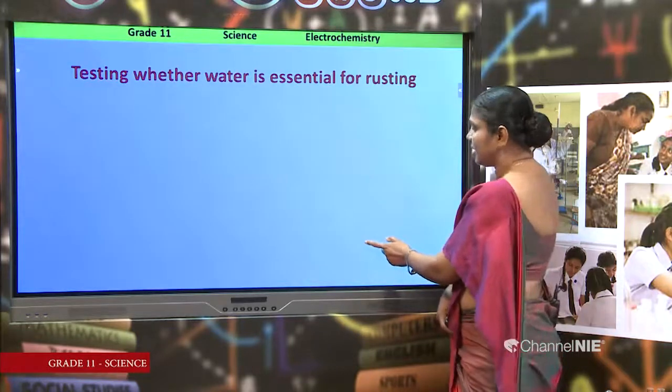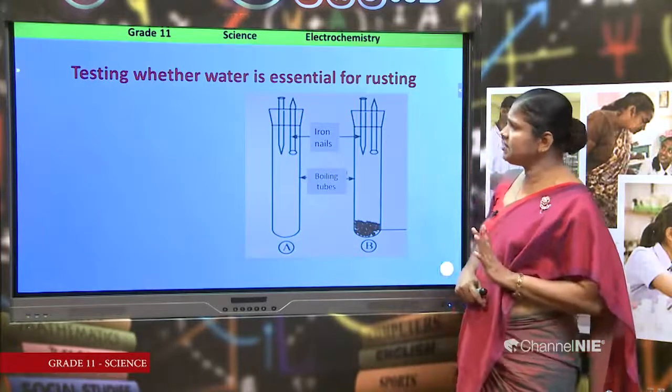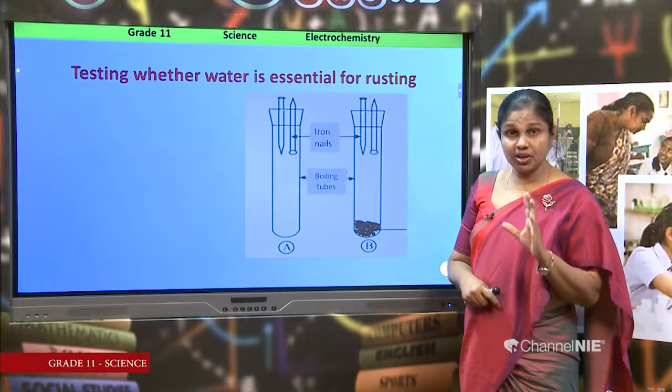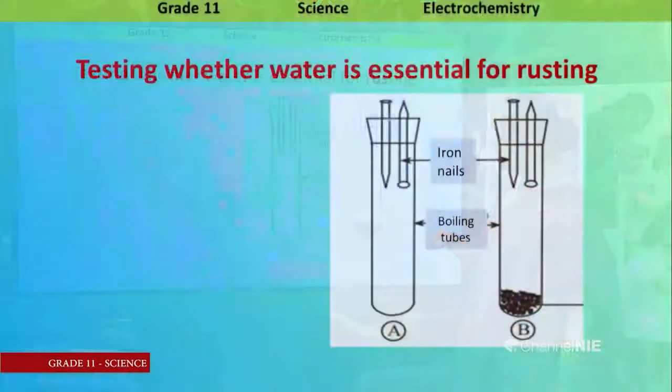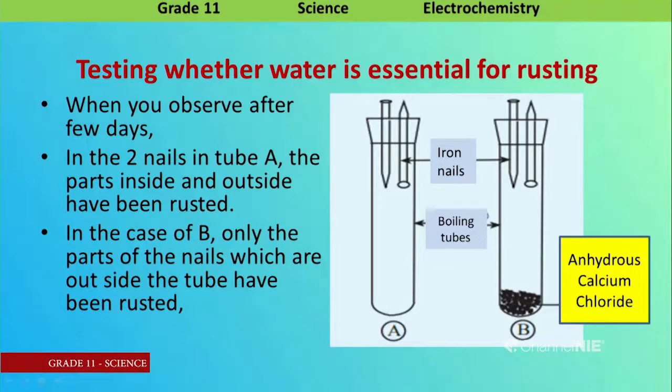Now we are moving to another activity. This activity is done to test whether moisture or water is essential for rusting. For this, we have to take 2 boiling tubes, children, and in one tube, anhydrous calcium chloride is inserted. The purpose of inserting anhydrous calcium chloride is to absorb water vapor inside the tube, children. So, there is no water vapor inside this particular B boiling tube. And here in this A boiling tube, there is a little amount of air and water vapor too. But in B, there can be air but no water vapor.